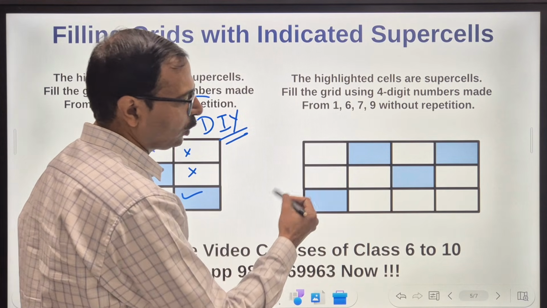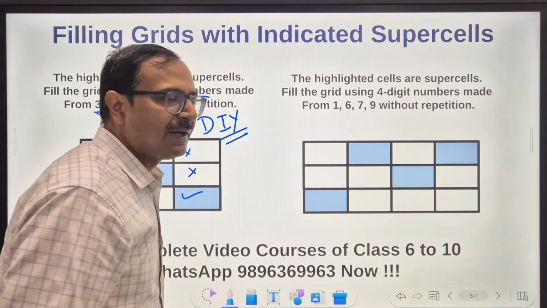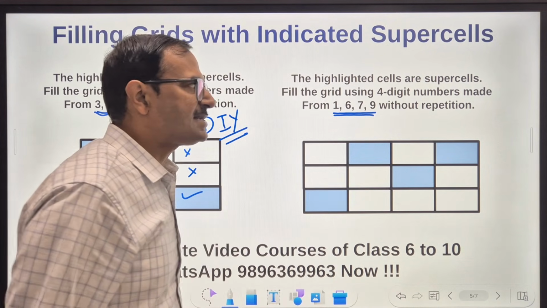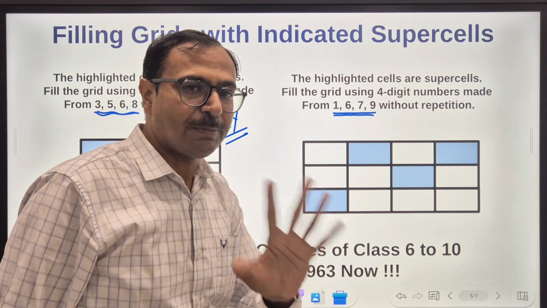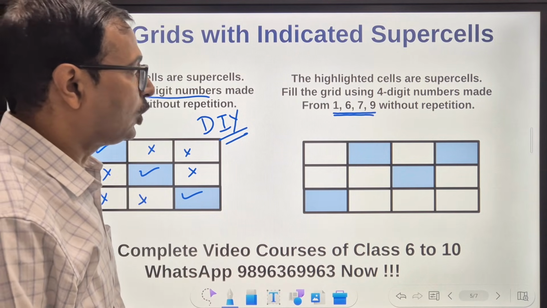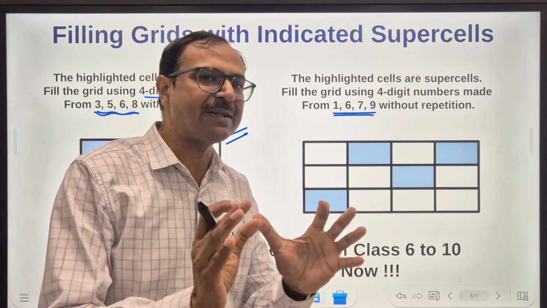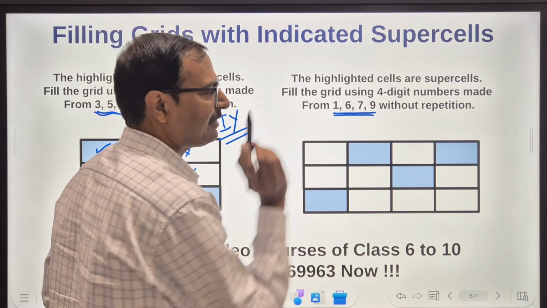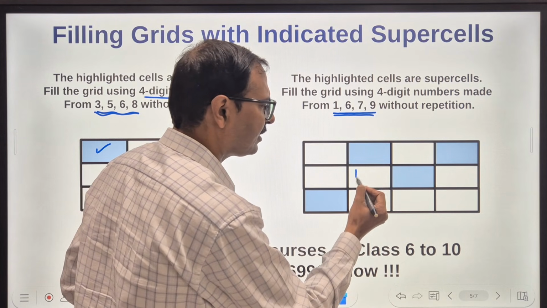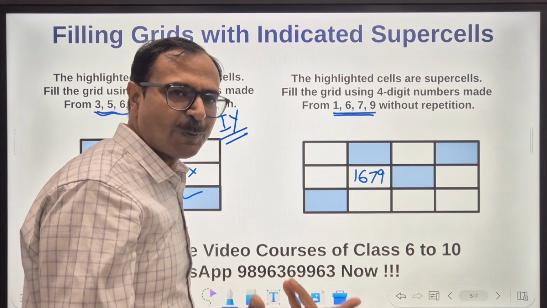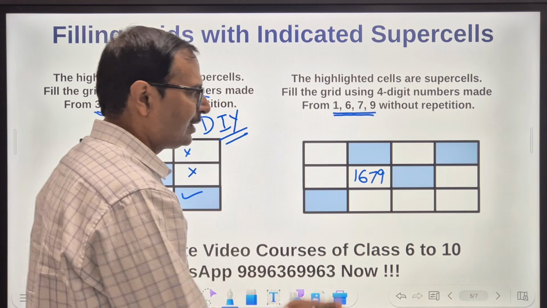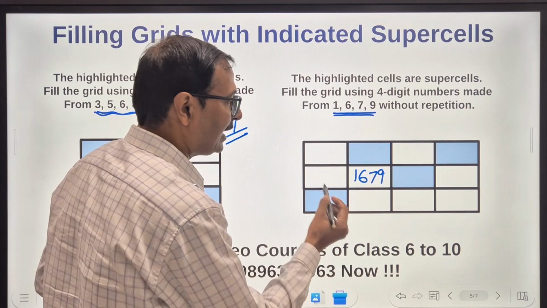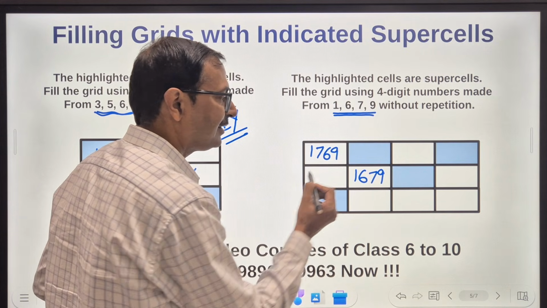This is a 3-row, 4-column matrix, 3 by 4 grid, in which the digits which are to be used are 1, 6, 7, 9 and they are all 4-digit numbers. So let's take care of the non-supercells first because those are the ones which have to be smaller ones. So I will start with the smallest number 1, 6, 7, 9. Let's put it anywhere, say here 1, 6, 7, 9 because that is the smallest, it will never be a supercell. Using 1, I can frame more numbers 1, 6, 7, 9, 1, 7, 6, 9, that's another number.